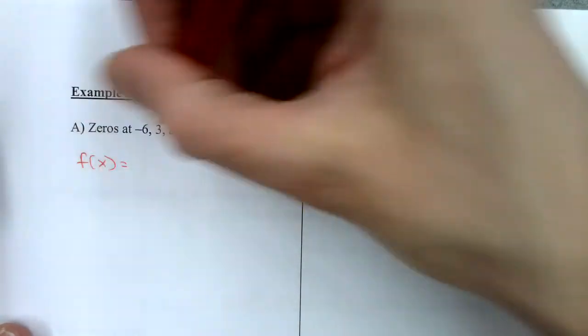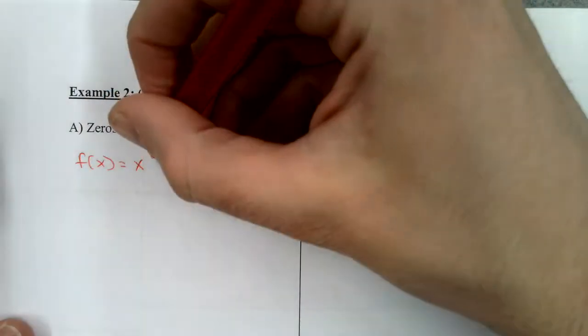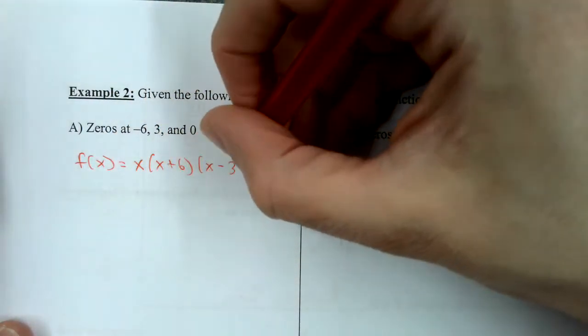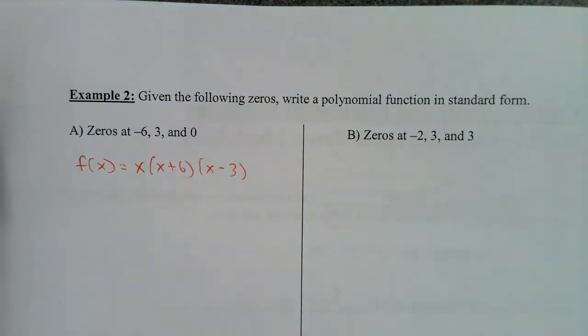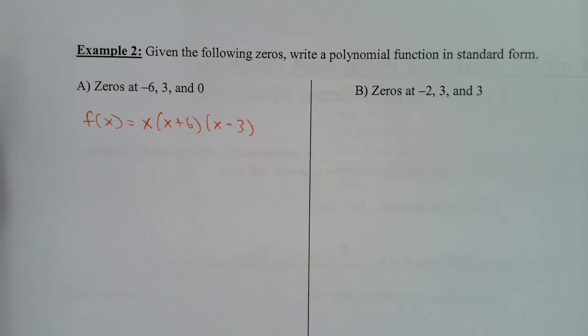f of x equals x for the 0 one, times x plus 6, times x minus 3. Now what we're going to do is convert that to standard form. So basically you're going to distribute like crazy.